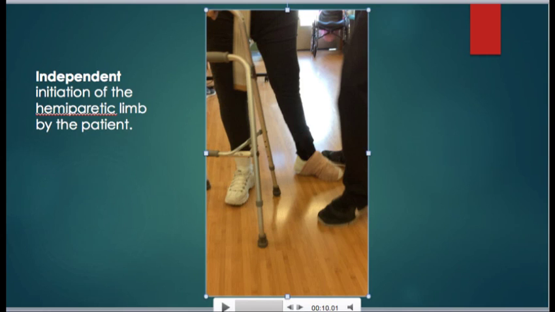In looking at this video, let's now think back to our prognostic indicators. We know that if a patient has some volitional hip flexion, that they are likely to be able to walk. Although the previous video showed the patient as needing total assist to advance her limb, in this video she now has volitional hip flexion. This shows a significant increase in her likelihood of walking independently.